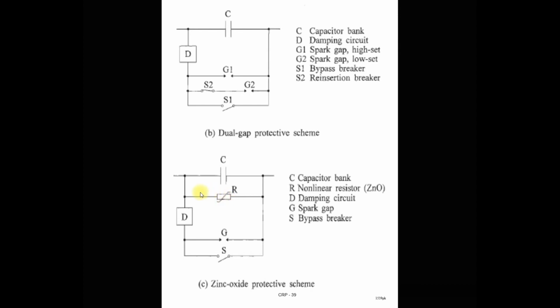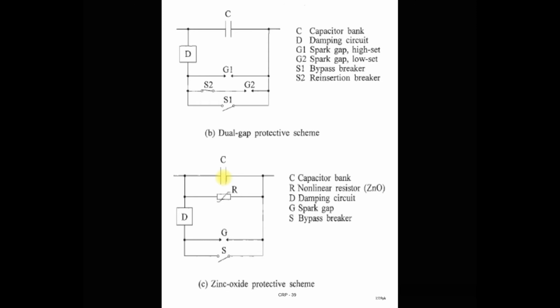So the current slowly diverts from the non-linear resistor to the series capacitor. Here in this case, no opening or closing of the bypass breaker is required. The reinsertion of the series capacitor automatically happens once the fault is cleared.